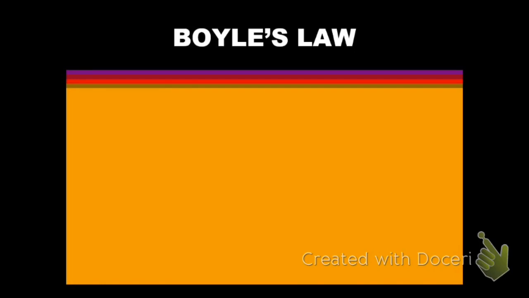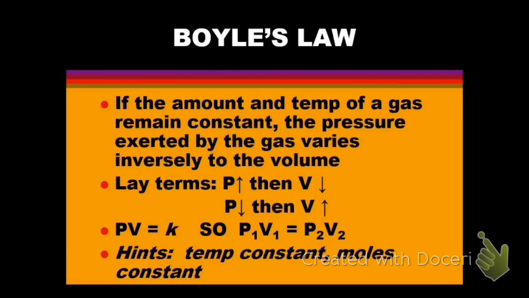So I hope you all watched the little video with the divers demonstrating Boyle's Law on the class page, where we saw very clearly that as pressure increases, volume decreases. In scientific terms, Boyle's Law would say that if the amount and temperature of a gas remain constant, the pressure exerted by the gas varies inversely to the volume. So in simple terms, if pressure goes up, because they're inversely related, volume would go down, and vice versa. Pressure goes down, volume would go up.